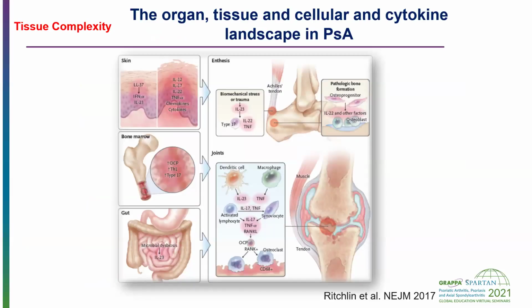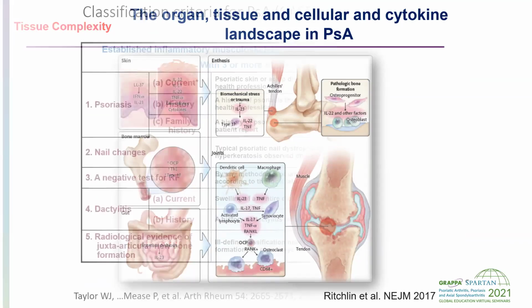And this just is a quick picture from one of Chris Ritchlin's New England Journal articles, which shows the different molecular markers of pro-inflammation molecules like interleukin-17 and 23, or TNF, which are involved with inflammation in these sites, as well as various cells.